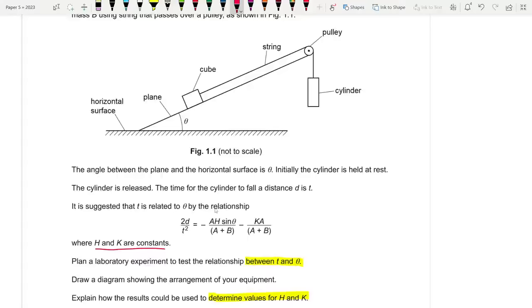All right, and for the diagram, as you can see, you just copy the same diagram, but the system is flying, so you need a stand to support the plane. Okay, and you need to label everything.